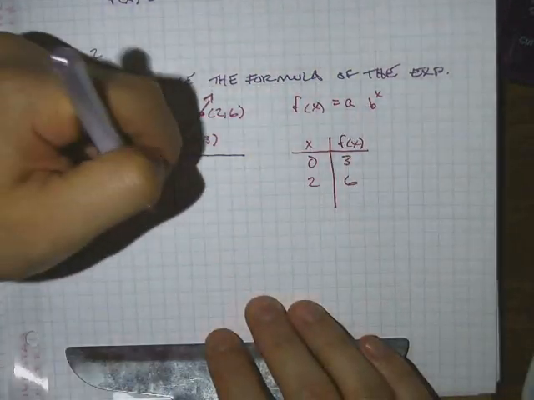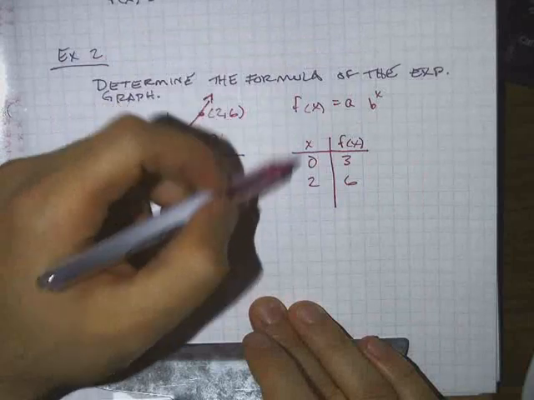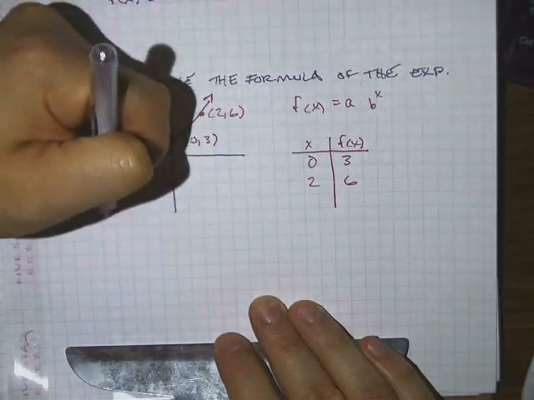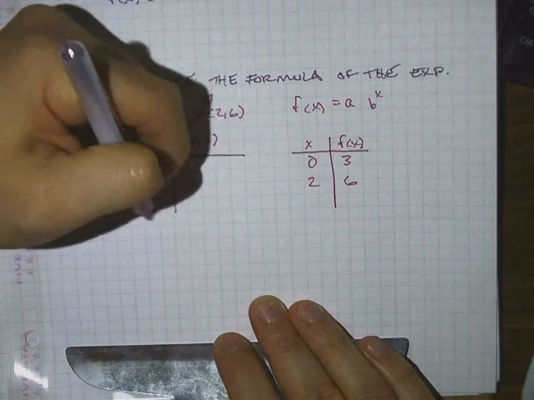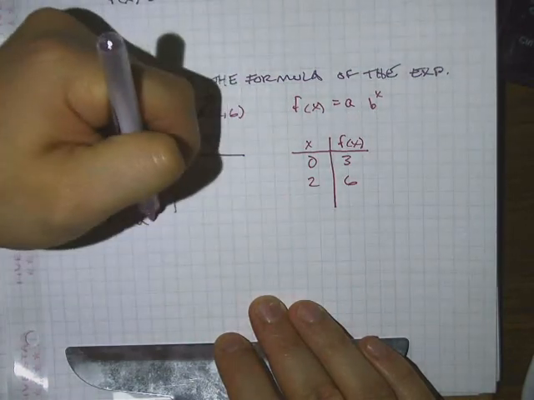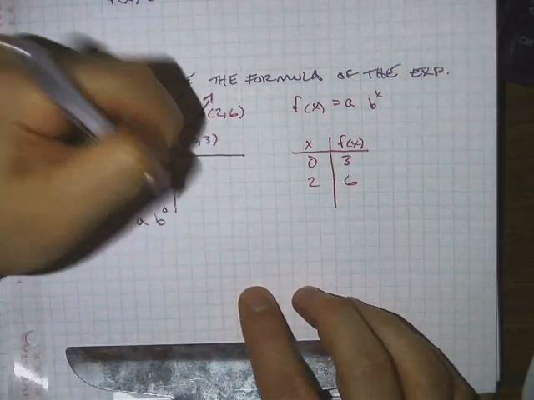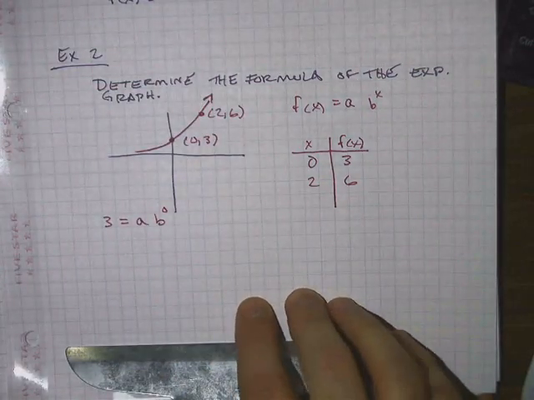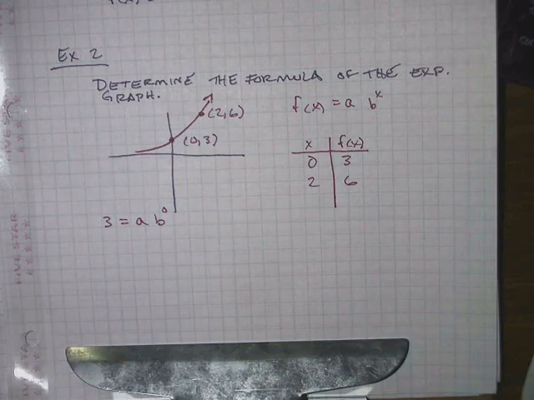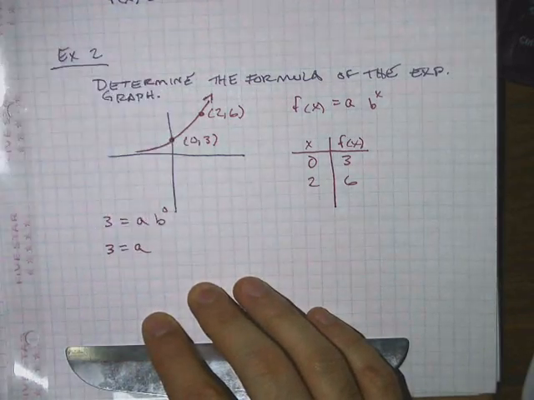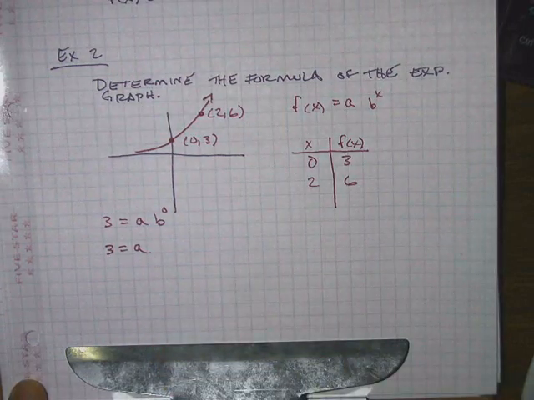I'm going to say, okay, when x is 0, f of x is 3. So I'm going to say that 3 is equal to, I still don't know what a is, don't know what b is, but I do know that the x is 0. Now we have to go back to our exponent rules, and we say b to the 0 power, obviously just 1, so we can say that 3 is equal to a. And we now have the a of our equation.